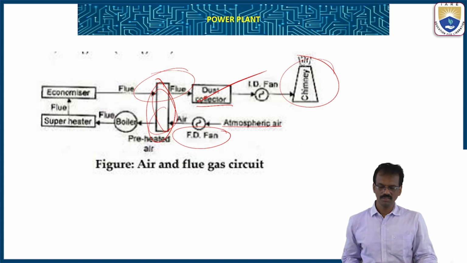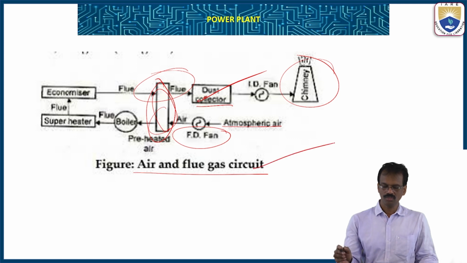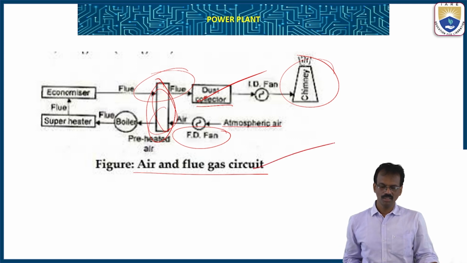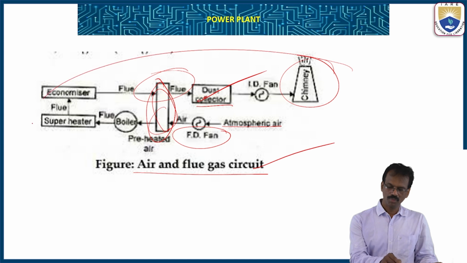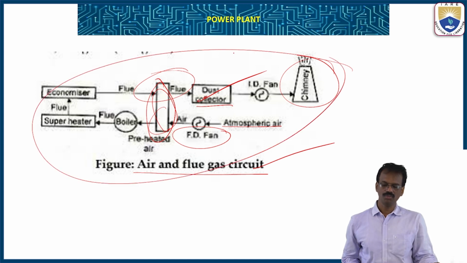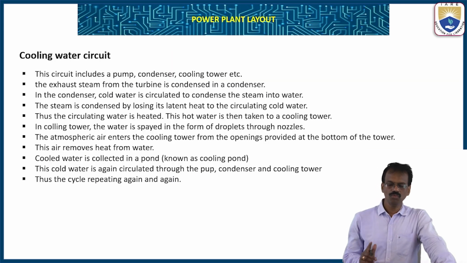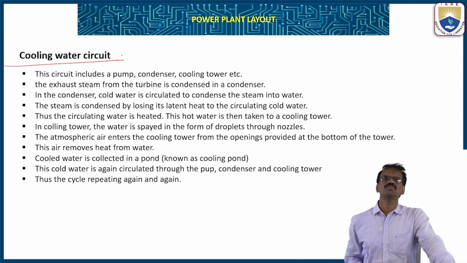You can see here the air and flue gas circuit. So the collection of the air and the use of the flue gases for increasing the temperature of water and steam. These are the important circuits of air and flue gases. Next, last, we will see the cooling tower circuit.